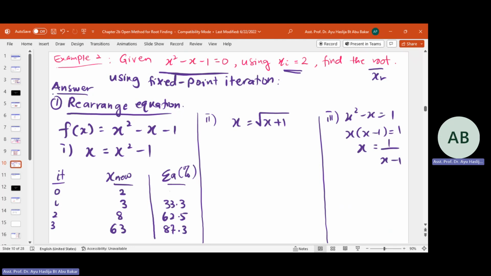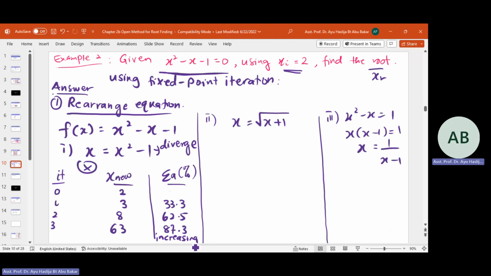Okay, now from here, we can see it is diverging because the EA is increasing. Okay, over here, EA is increasing. So this equation is diverging. Now this equation cannot be used. Okay, so this one cannot be used.